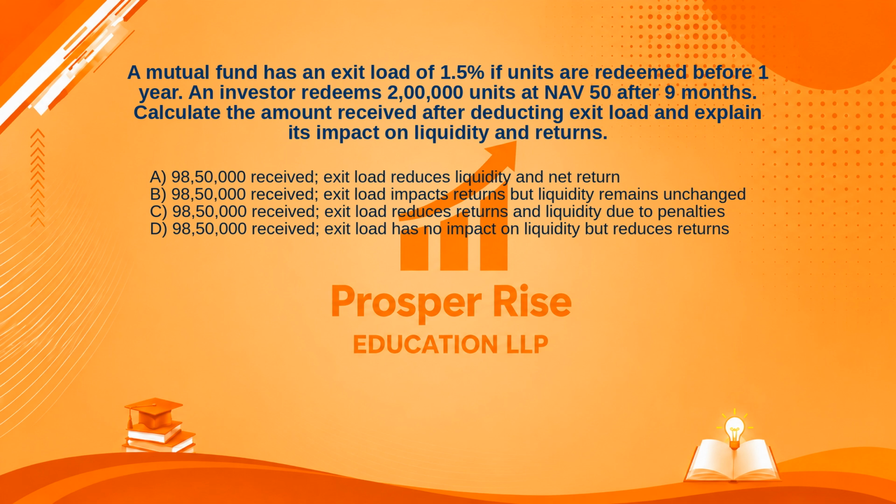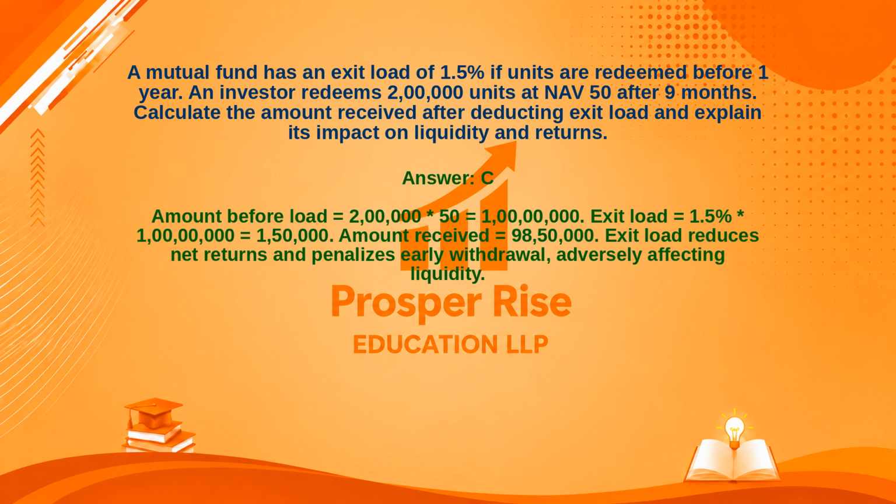The correct answer is Option C. Let's see why. Amount before load equals 2 lakh into 50 equals 1 crore. Exit load equals 1.5% into 1 crore equals 1,50,000. Amount received equals 98,50,000. Exit load reduces net returns and penalizes early withdrawal, adversely affecting liquidity.